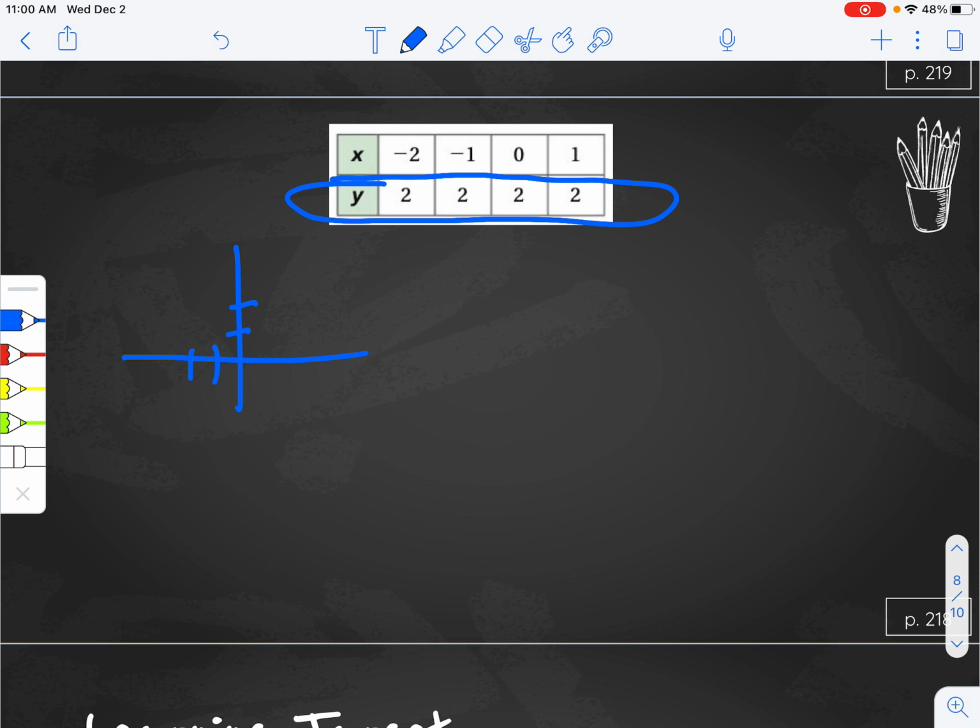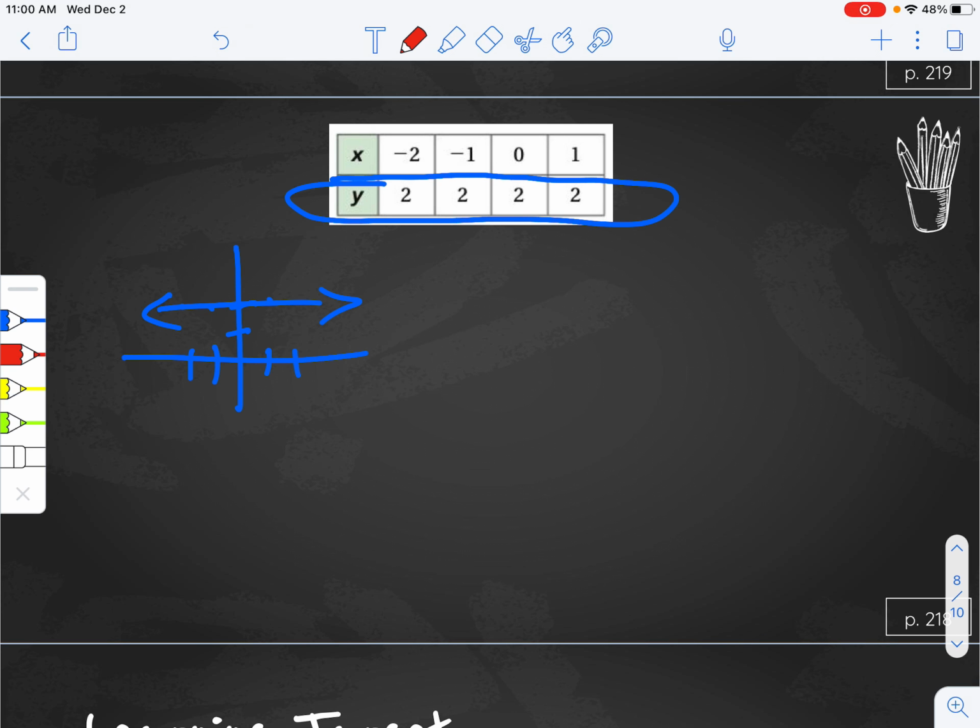If we were to graph this, that means we would have -2, 2, -1, 2, 0, 2, and 1, 2. So it would look something like this. It's just a horizontal line.